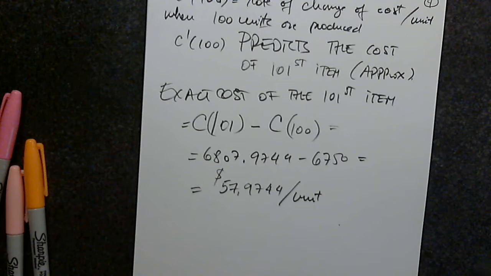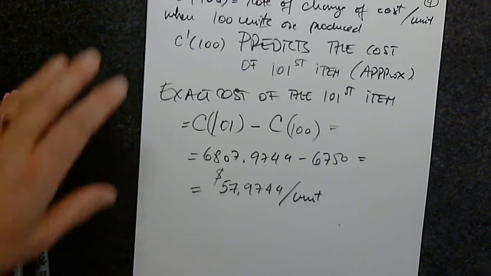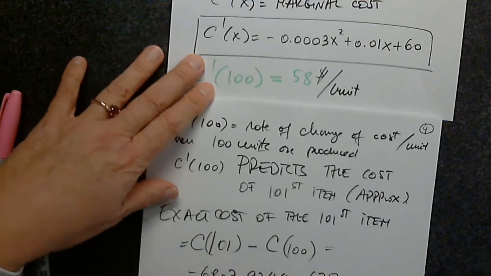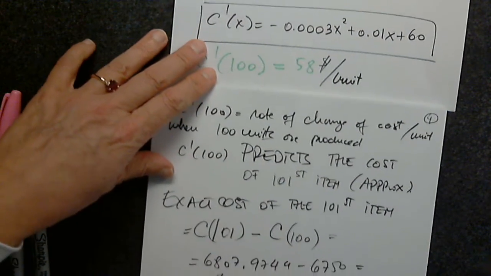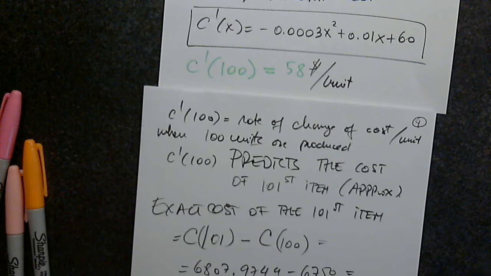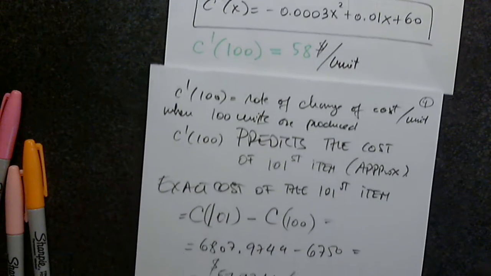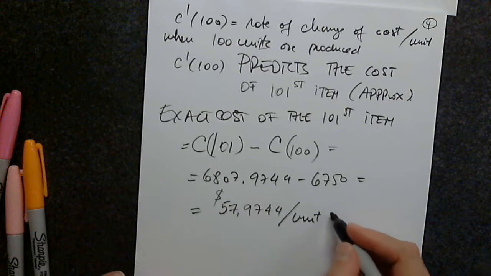How close are we? 57.97 versus 58. Very close. Which one would you prefer? To find the derivative and plug in one number, or you want the exact? So this is exact.